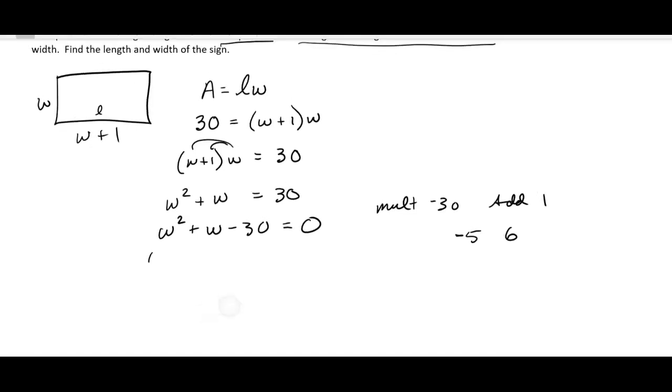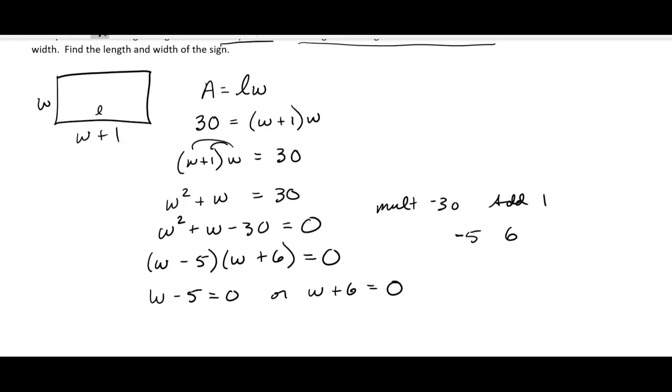Okay, so I get W minus 5 times W plus 6, and that equals 0. So now I can use the zero product property. W minus 5 equals 0, or W plus 6 equals 0. So just solving the quadratic equation, I get W equals 5. These are linear now, okay. And then W equals negative 6. But here's the thing.